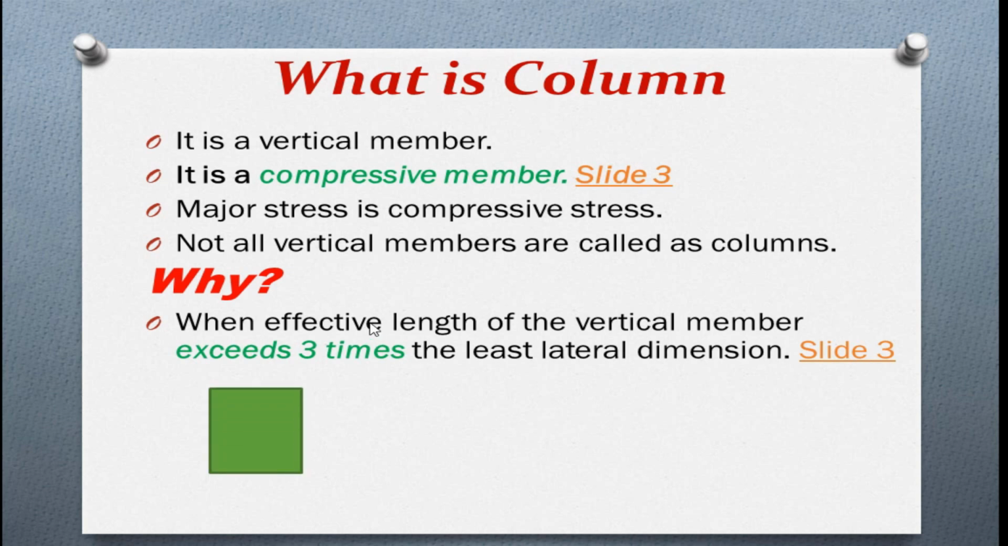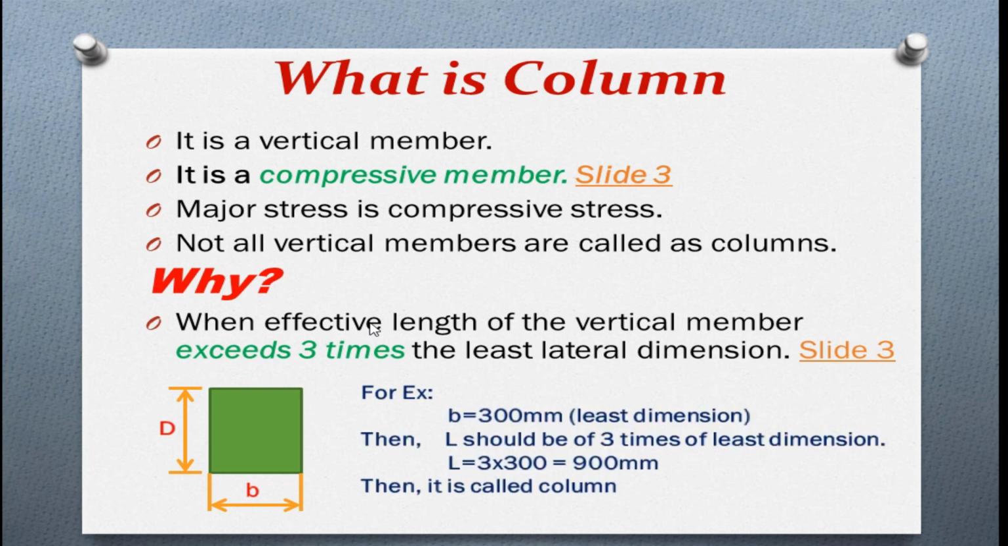We can see the example. So this is the cross section, and this is the width or B. We can call this the depth of the column or D. For example, you can see that here B is equal to 300 mm. Just I am considering it as an example. So the least dimension is 300. Then L should be 3 times the least dimension. So L is equal to 3 into 300. We will get 900 mm. Then it is called a column.